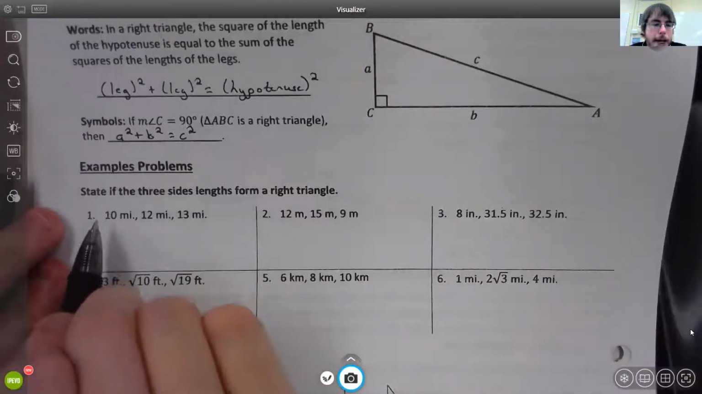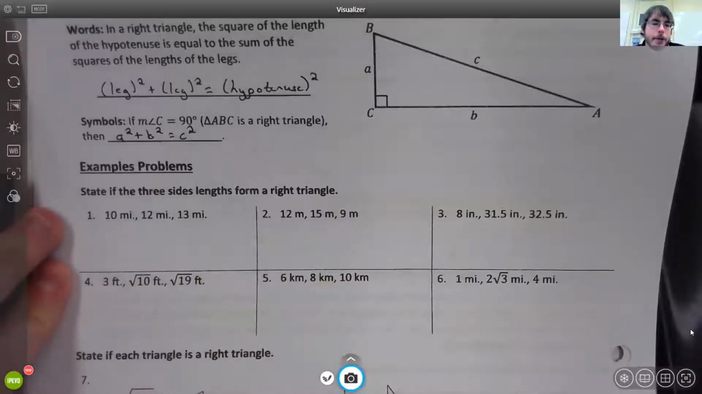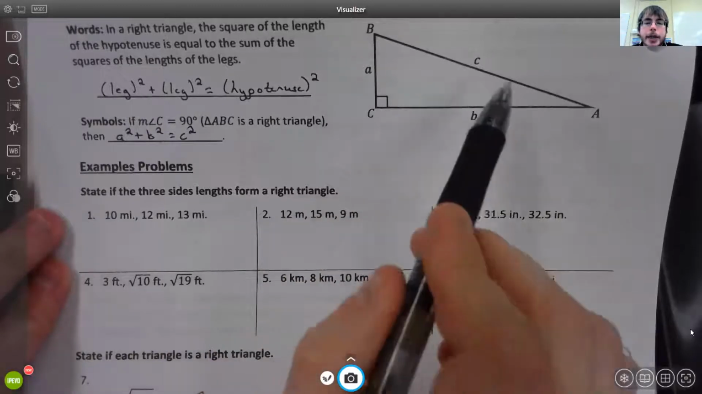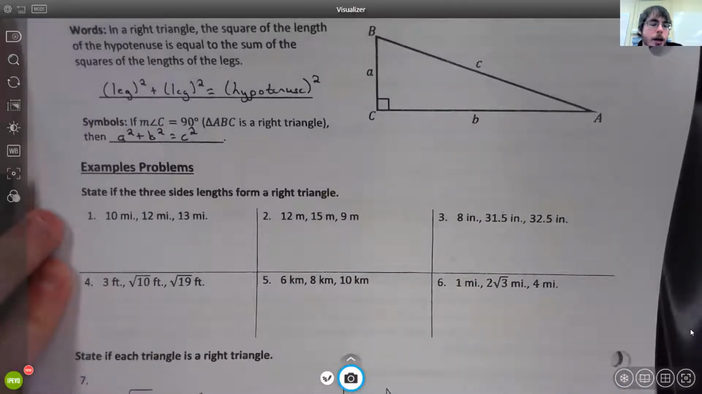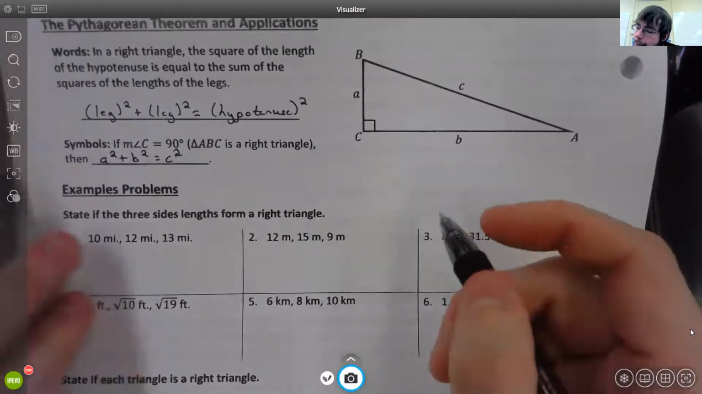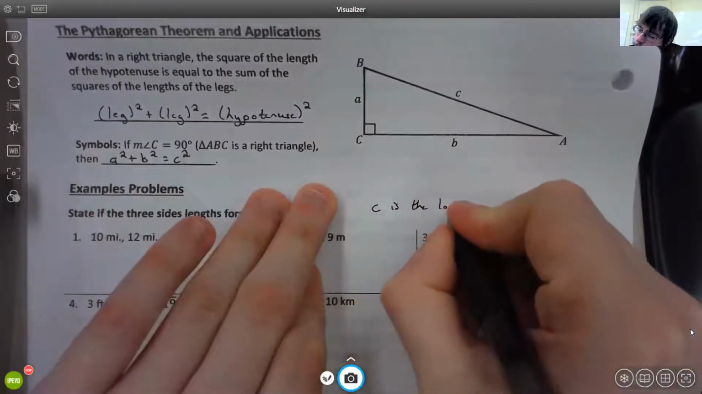So number 1, we have side lengths 10, 12, and 13. Now, since we have three side lengths here, we need to figure out what A is, B is, and C is. Always start out finding what your C value would be. And remember that C is the longest side.